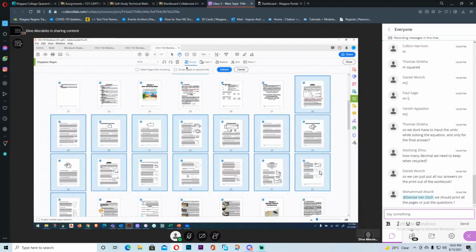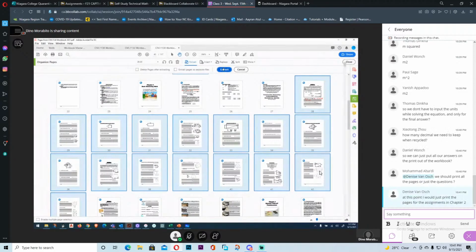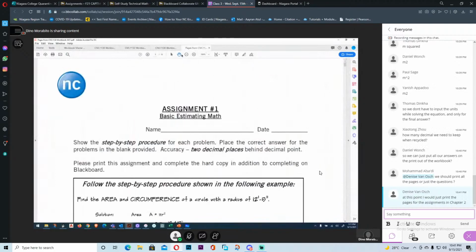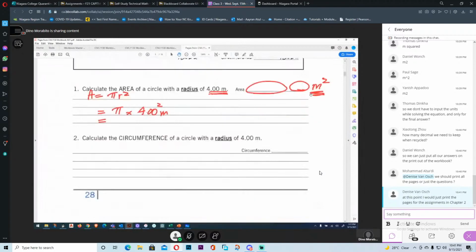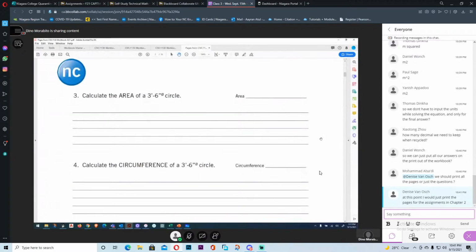And it's going to ask me a question. Do you want them separated? No, I want them in one file. And do you want to delete them out of the workbook? Absolutely not. When I click extract, it's going to create for me a brand new item that has 16 pages in it. And it is the pages from my workbook. Okay. And now I have a separate file that I can save and call it assignment 1.